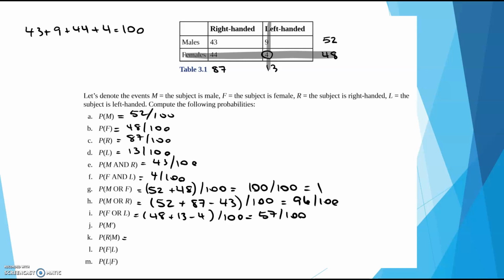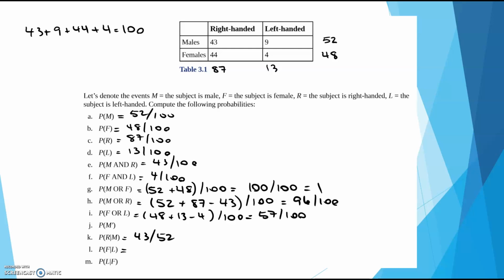Okay, let's get down to this one. The probability of being right-handed given male. So we're going to look within this category first, because remember the second part is the one that you have to do first. So males, and then within that category, how many of them are right-handed? Well, that's going to be 43. So 43 out of how many? Well, 52 guys. So 43 out of 52.